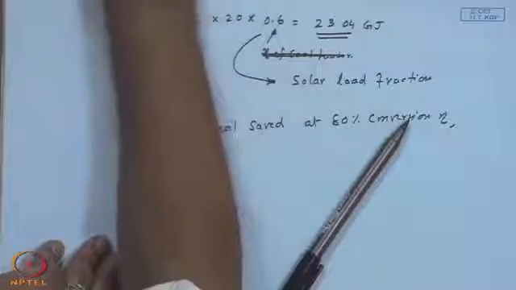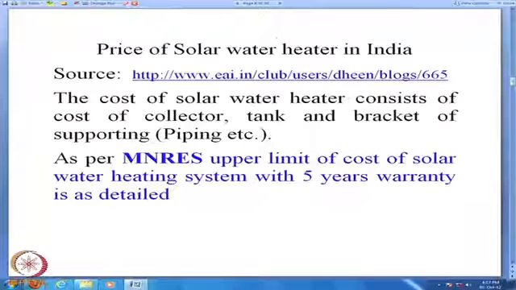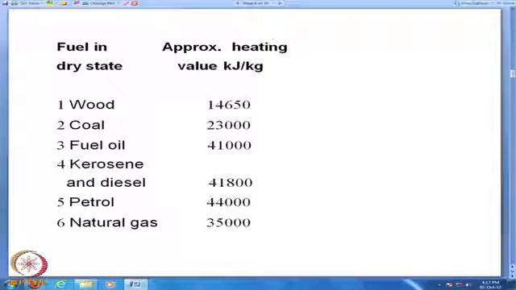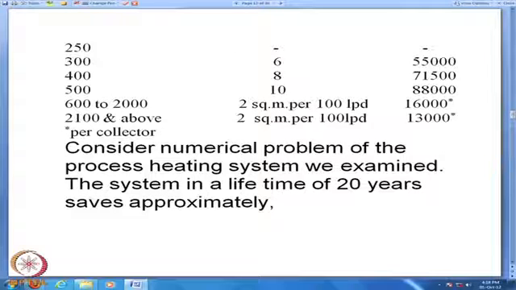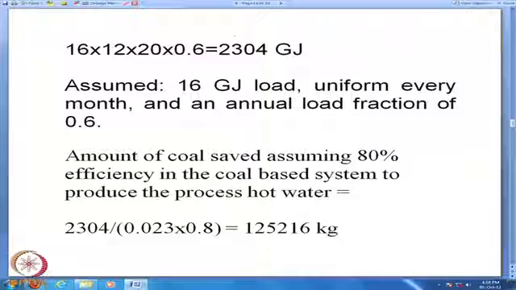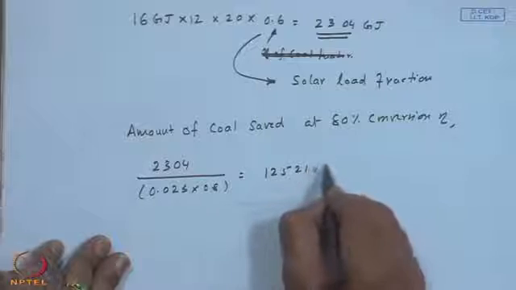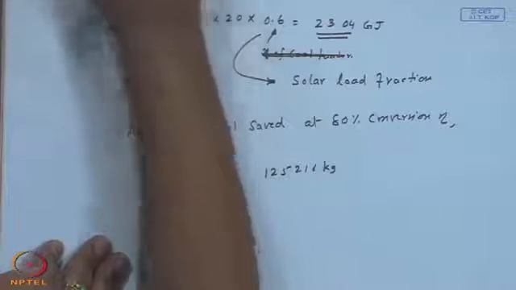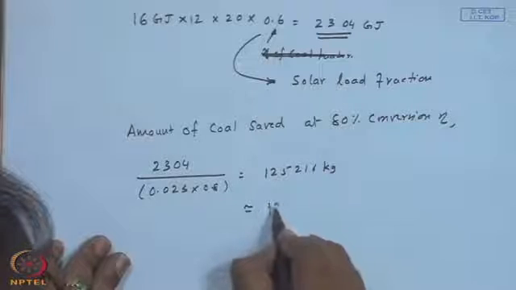We can just check. Coal is 2300 kilojoules, so that will be 0.023 gigajoules. That comes to 125216 kg, which is roughly 125 tons.